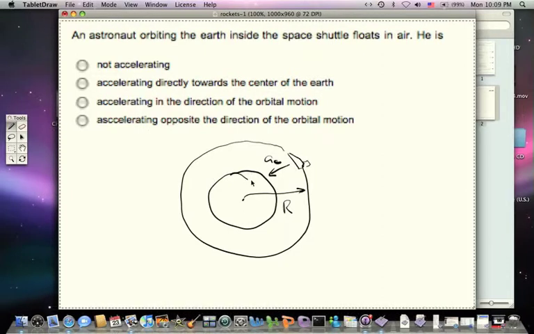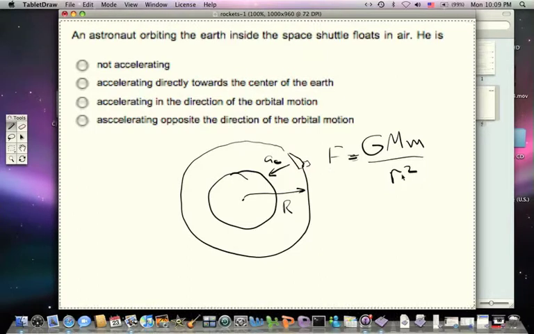This is actually drawn not to scale. Most of the orbits for the space shuttle are much lower Earth orbits than this. This one looks like it's one Earth radius above the Earth's surface, in which case the gravitational acceleration would be 1/4 of what it was on the Earth. And again, remember that the gravitational force is G times the mass of the Earth times the mass of the rocket, divided by r squared, where r is the distance to the center of the Earth.